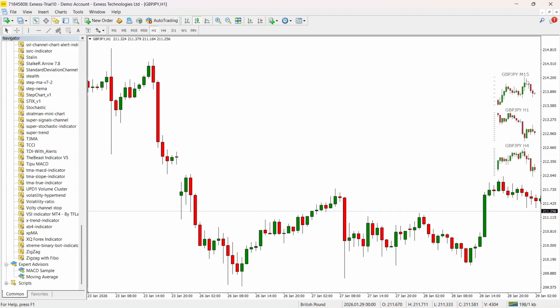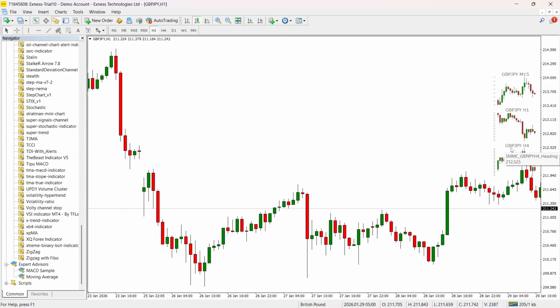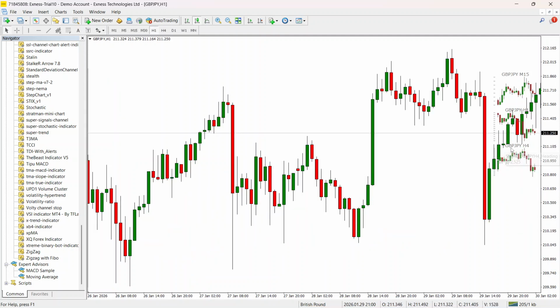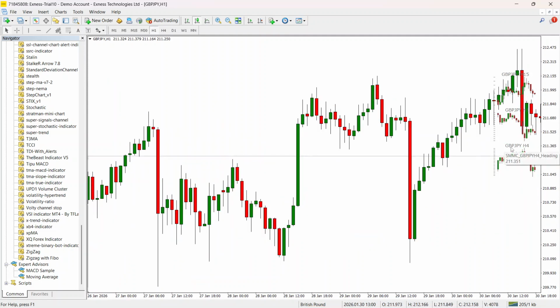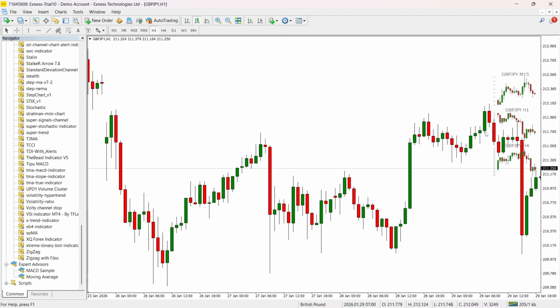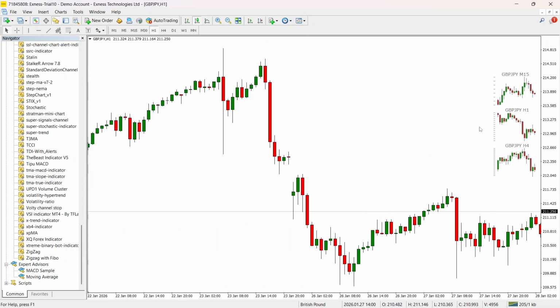In our case, we have the M15, the H1, and H4 mini charts, on the GBP/JPY chart or market. All visible at once, visually stacking short, medium, and long term views side by side. This layout gives a much clearer overview of trend structure and confirmation across timeframes without constantly switching chart tabs.